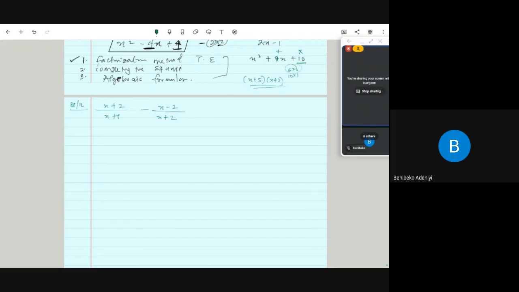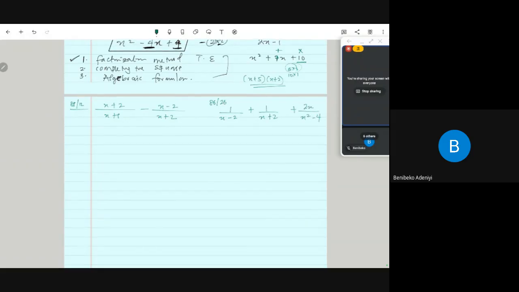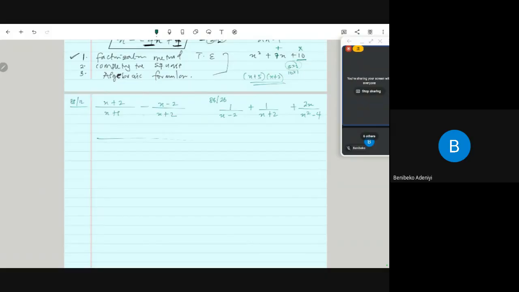Okay, I want to solve one here. This one is simplify, another question. 86, question 26. 1 over x minus 2 plus 1 over x plus 2 plus 2x over x squared minus 4. So I'll start with this guy first. So yeah, very simple. LCM, x plus 1, x plus 2.